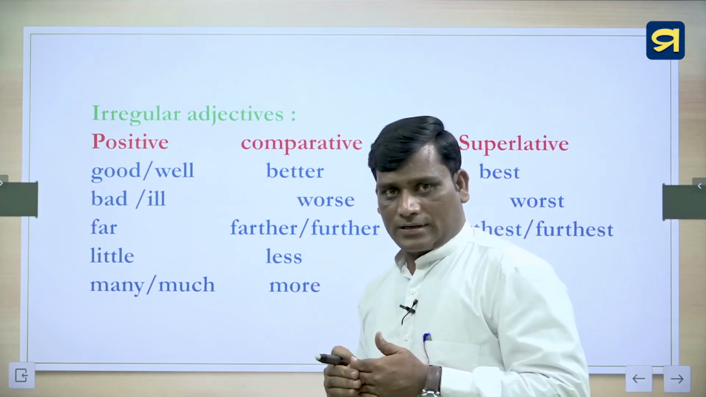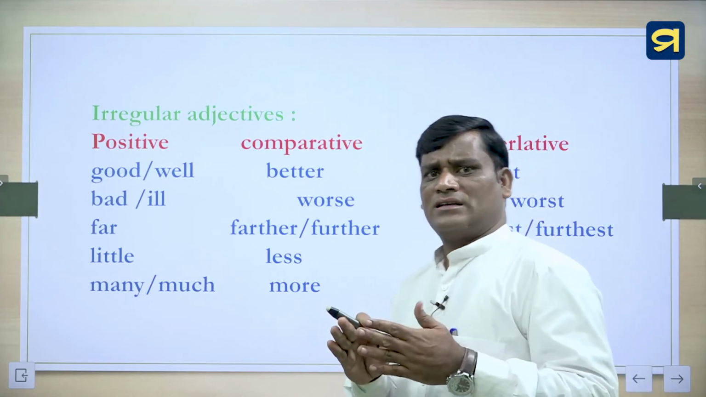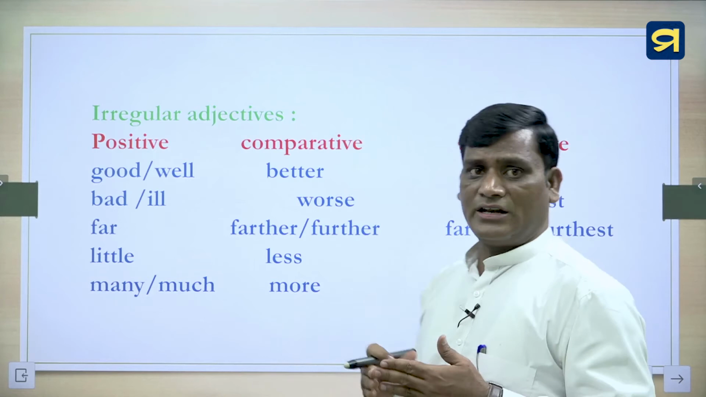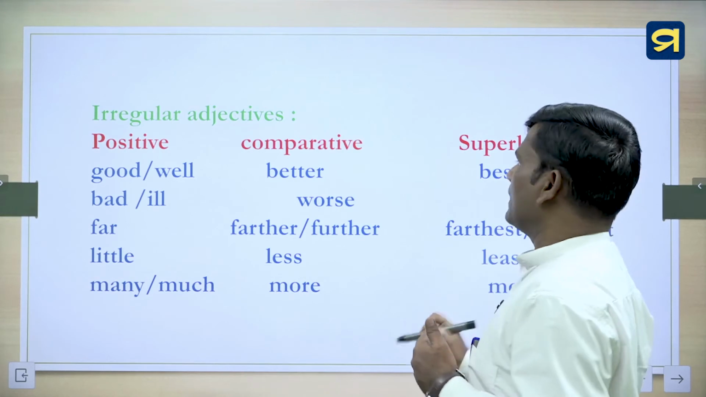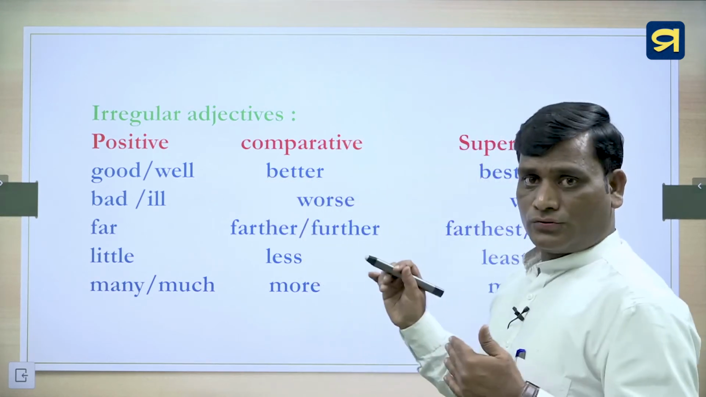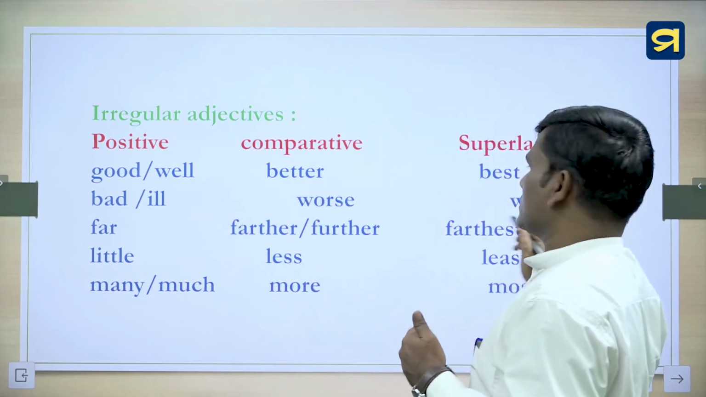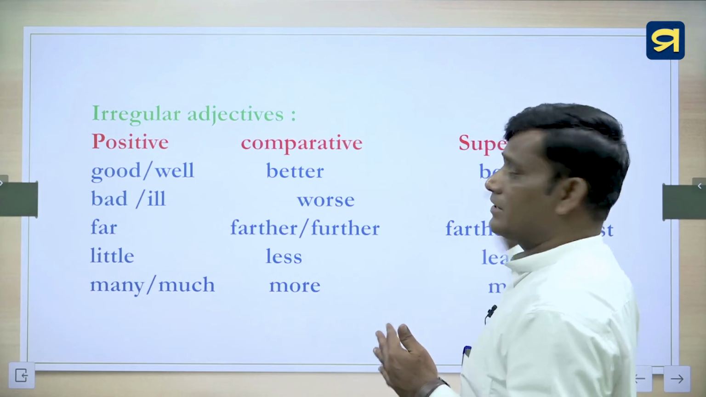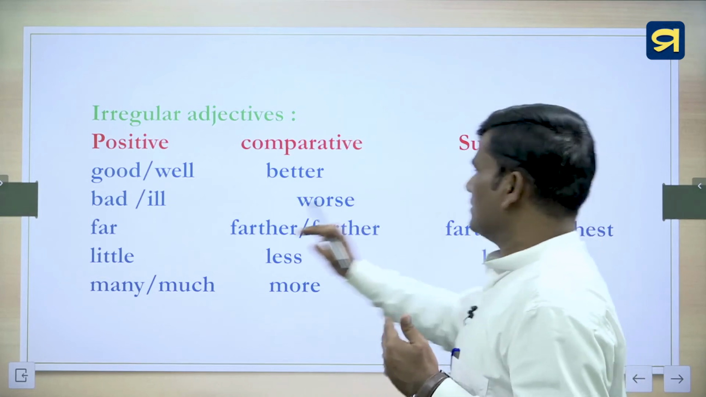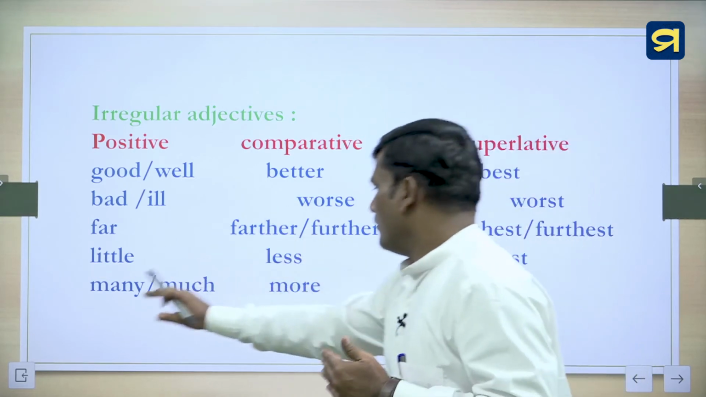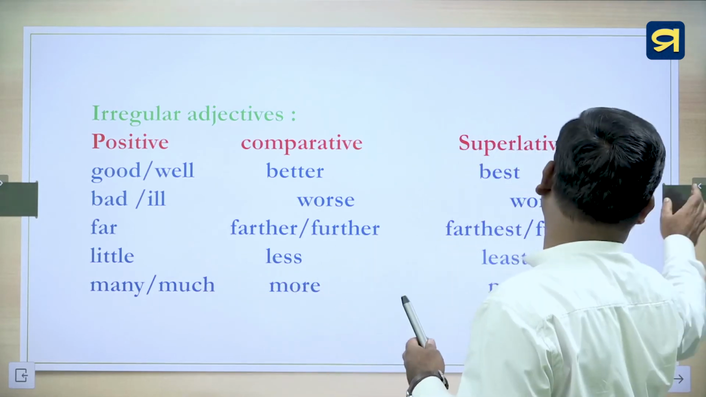Some irregular adjectives are there. No ER, no EST, no more, no less, no least. Totally different. They are called irregular adjectives. Positive degree good, better, best. Well, better, best also. Bad, worse, worst. Ill, worse, worst. They are totally different in positive, comparative and superlative degree. While writing this, we have to be more conscious. Far, farther, farthest. Little, less, least. Many, more, most. Much, more, most. We have to remember all this while using it.